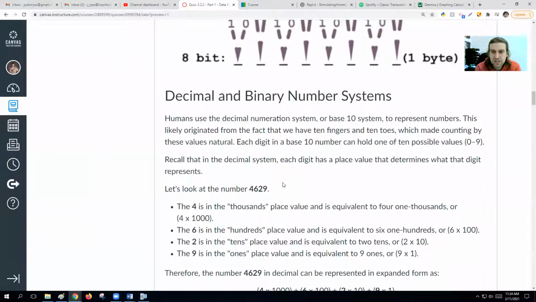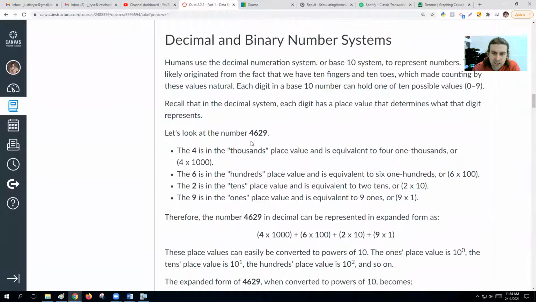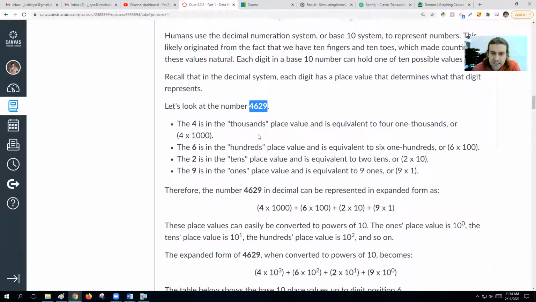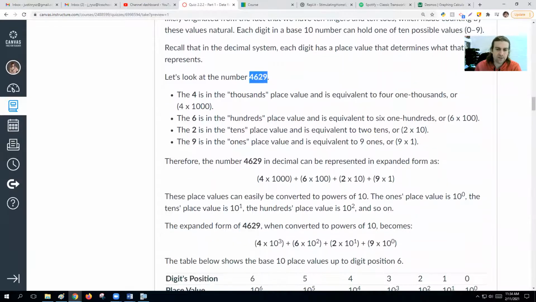In base 10, each digit can hold up to 9 values. We can recall from the decimal system below that we can look at each digit. Normally we see this number here and we think 4,692. The reason we do that, and I've taught math before, is that we can always break down these numbers and what they mean.